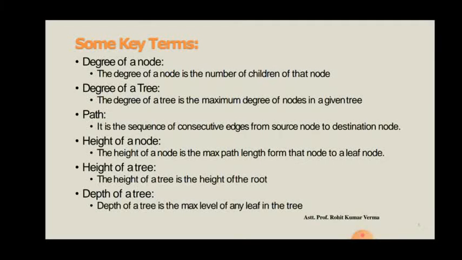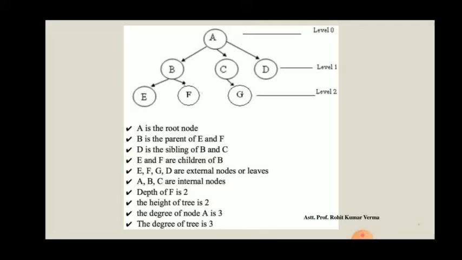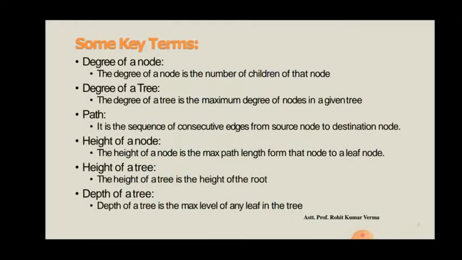Now we are covering the degree of a tree. Dear students, the degree of a tree is the maximum degree of the nodes in a given tree. The maximum degree of a node in a tree is called the degree of the tree. In this image you can see the maximum degree of a node is 3, which is the degree of node A. So the degree of the tree is 3. Clear?